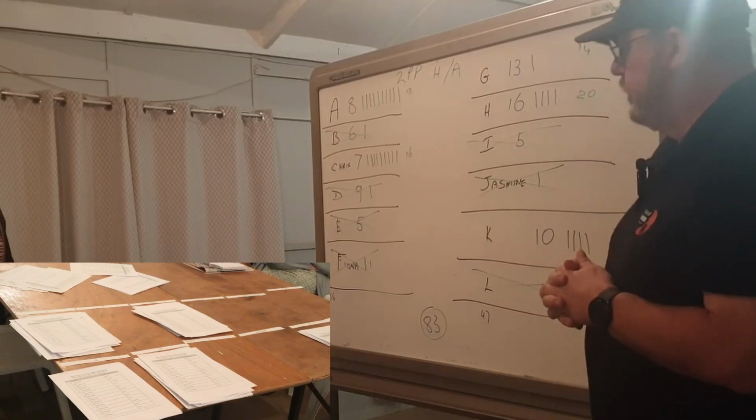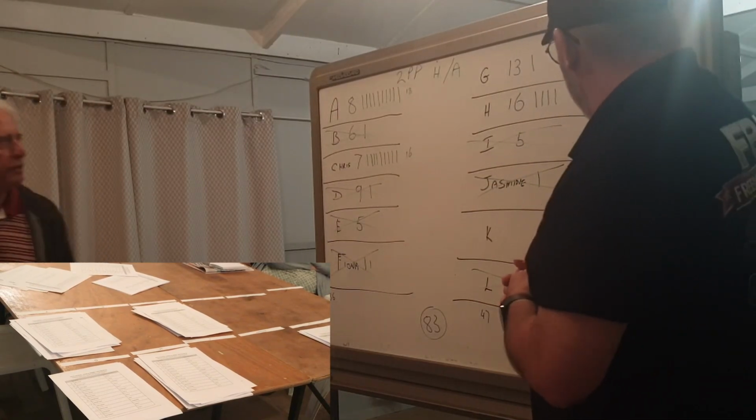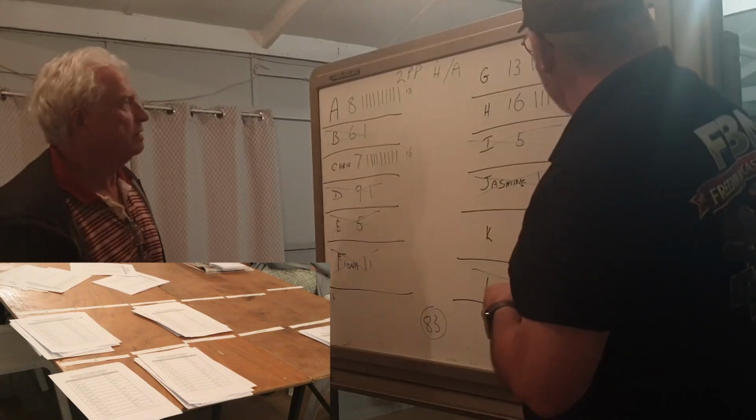Well, G. That's still recording. I haven't run out of battery yet. Good. Sorry, K. Well, K and G. K has 14. Yeah, so it's G.